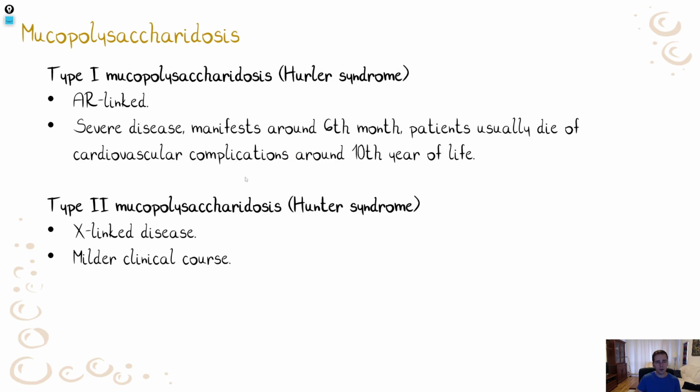You should remember the two most common types of mucopolysaccharidosis. Type 1, or Hurler syndrome, is autosomal recessive, and it is a severe disease. It manifests usually around 6 months of age, and the patients usually die of cardiovascular complications around the 10th year of life. Type 2, Hunter's syndrome, is a milder disease, the clinical course is not so severe, and it's an X-linked disease.